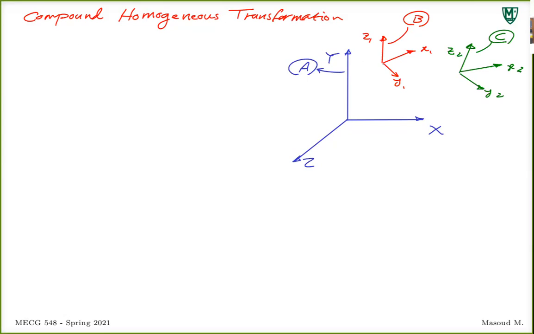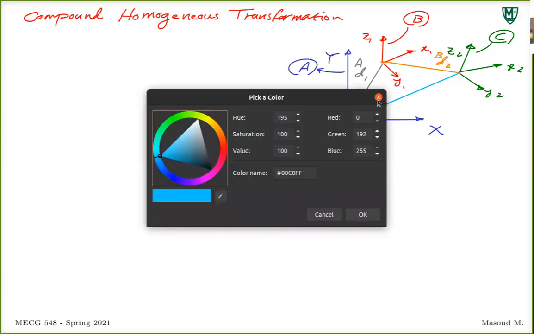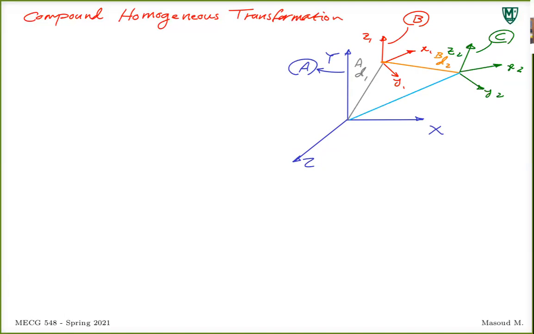And let's also go with some good naming. Let's say this translation from here to here we call D1 in A, and from here to here, D2 in B, and eventually the one that is the position of the third frame in the original frame, let's call this D2, the position of the origin of frame 2 in A.